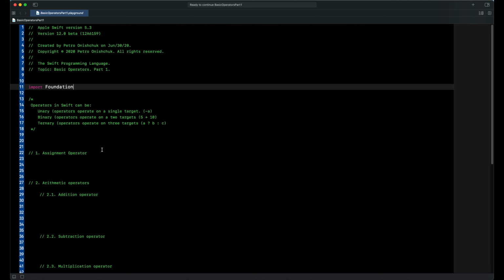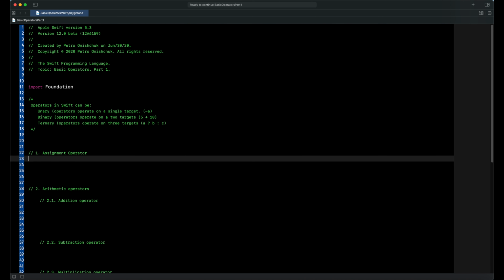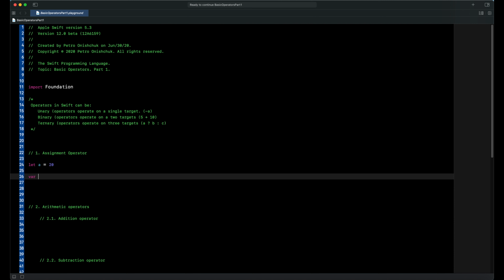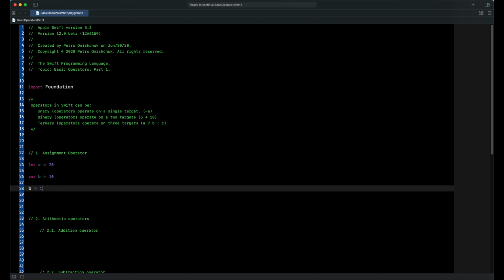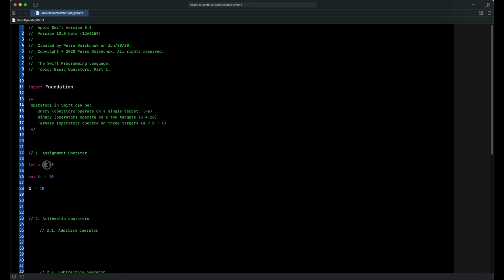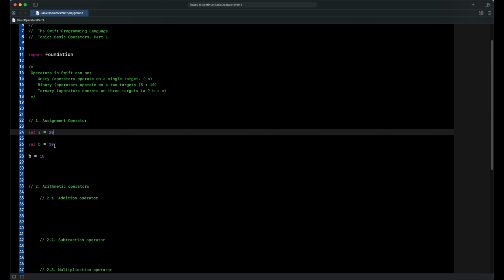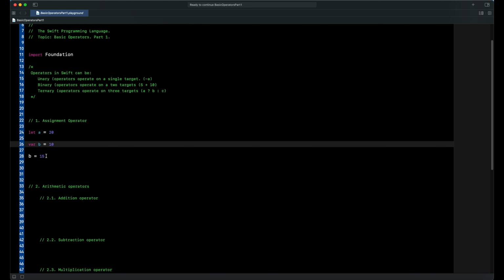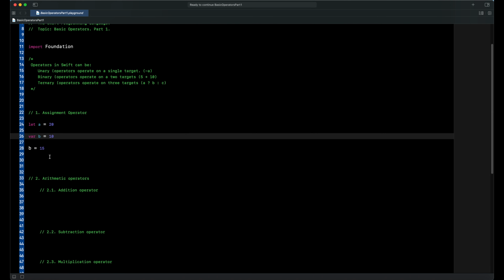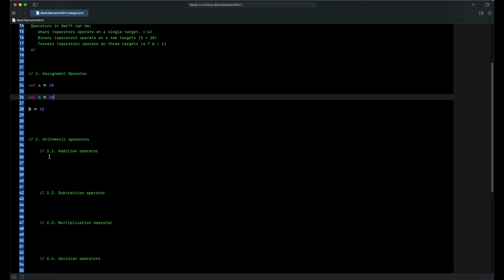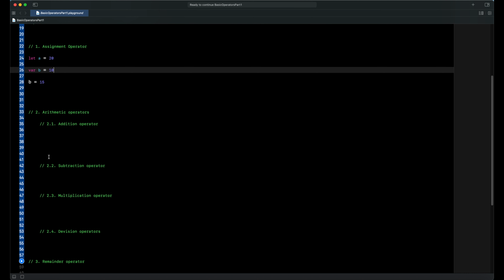First is the assignment operator. For example, our assignment symbol is our assignment operator. In this example, with the assignment operator, we assign an initial value to our constants and variables and assign a new value to our variables. Next category is arithmetic operators. Swift has 4 arithmetic operators.